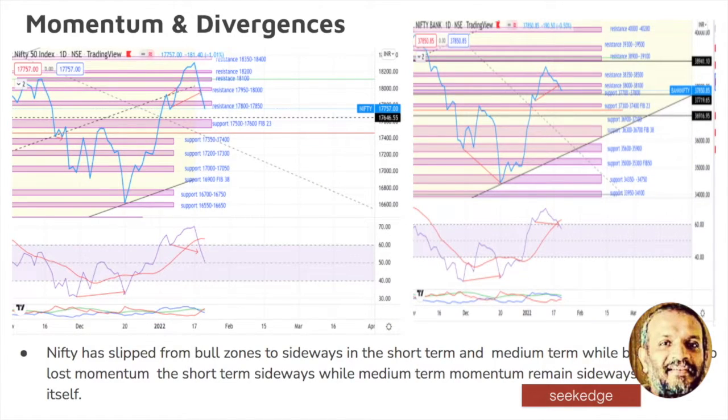Moving to the momentum, we talked about certain divergences yesterday. Those did not work, both of them did not work.